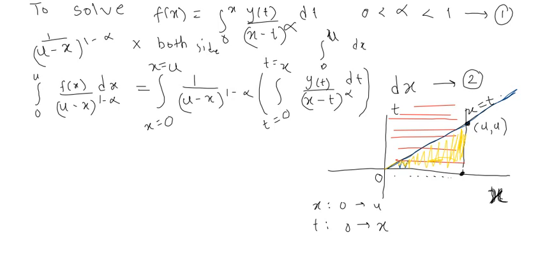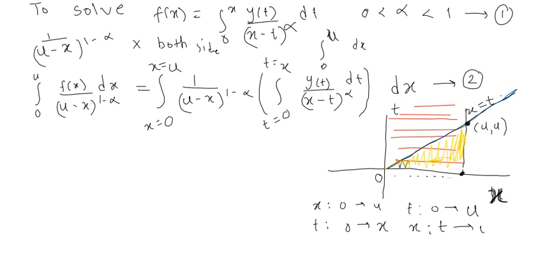Initially x was varying from 0 to u, right? So now let us vary t from 0 to u, and x will vary from where? x will vary from t to u, okay. x will vary from t to u, okay.